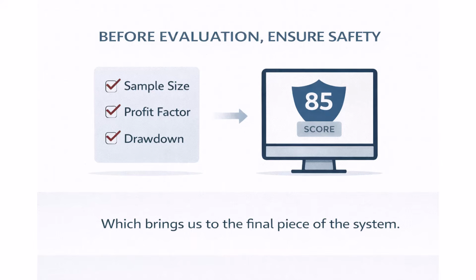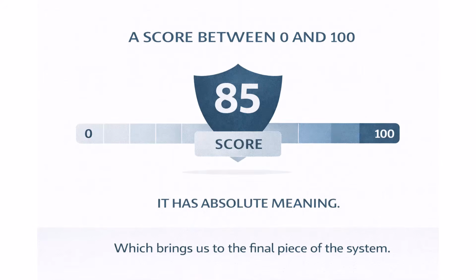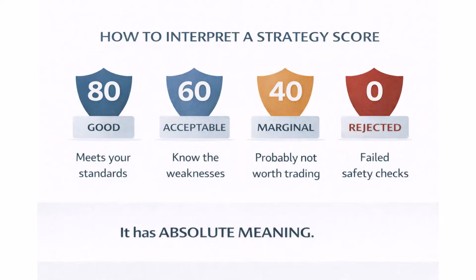Which brings us to the final piece of the system. After the deal breakers, the weightings and the category scores, we end up with a single number, a score between 0 and 100. And the most important thing to understand about this score is this: it has absolute meaning. A score of 80 is not good compared to other strategies, but it's simply good, period. It means that the strategy meets your standards across risk, profitability, consistency and robustness.